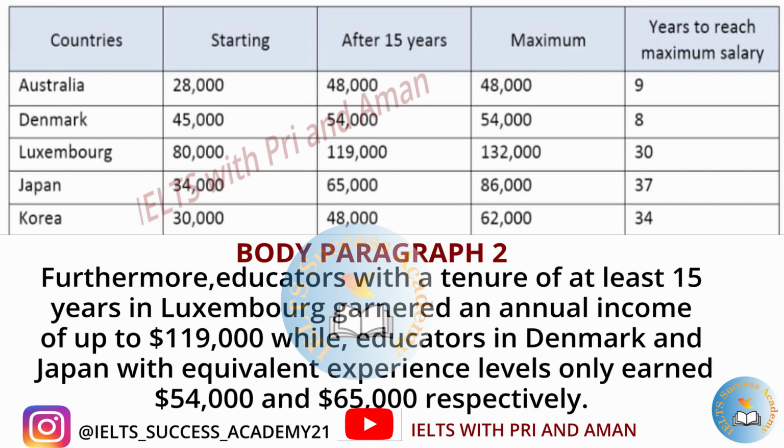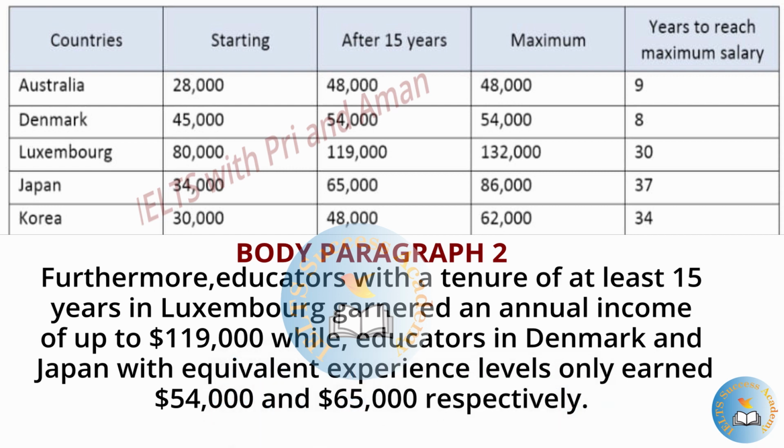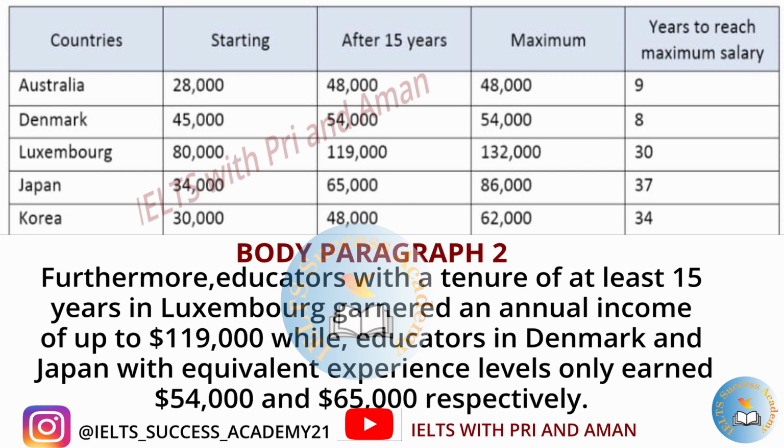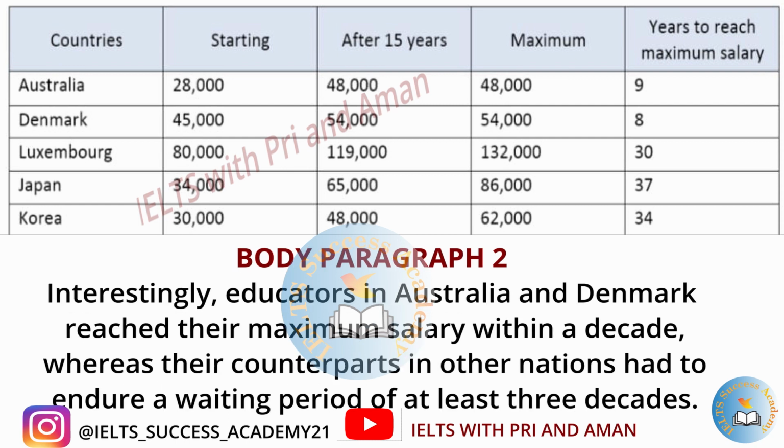Okay. Now in body paragraph 2, we can say, furthermore, educators with a tenure of at least 15 years in Luxembourg garnered an annual income of about $119,000, while educators in Denmark and Japan with the equivalent experience, around 15 years, only earned 54,000 and 65,000 respectively. Conversely, teachers in Australia and Korea with 15 years of experience received the lowest at 48,000 respectively.